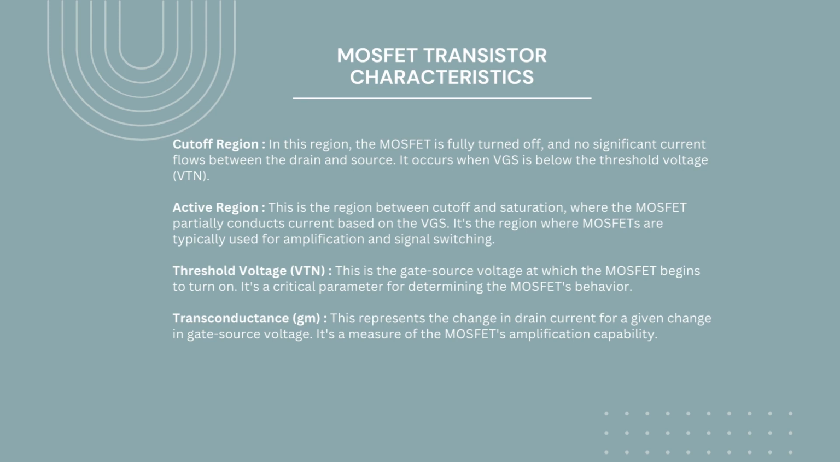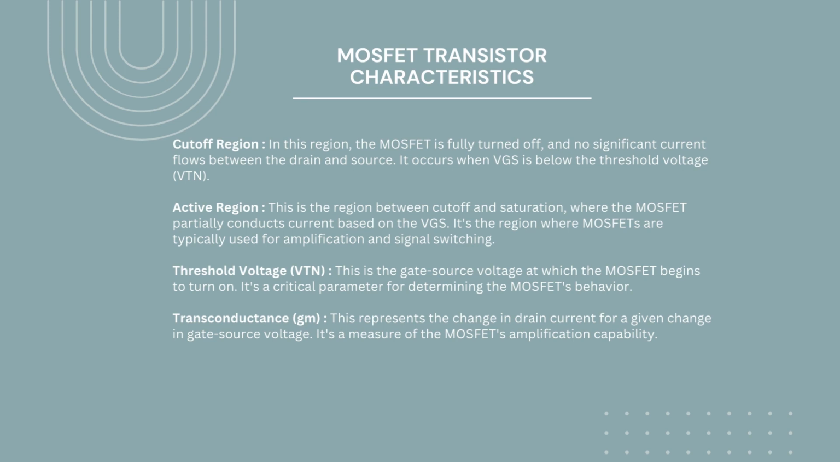Further, we are going to discuss the threshold voltage as well. This is the gate to source voltage at which the MOSFET begins to turn on. It is a critical parameter for determining the MOSFET's behavior and plays a very important role. The threshold voltage decides whether the MOSFET is turned on or off. The minimum voltage required at the gate terminal to turn on the device is known as the threshold voltage.